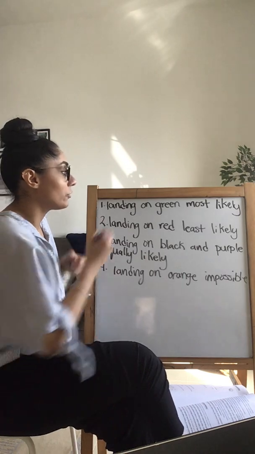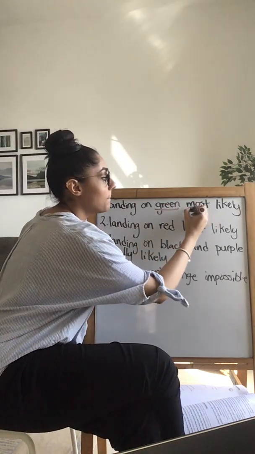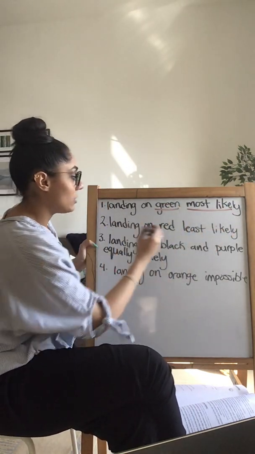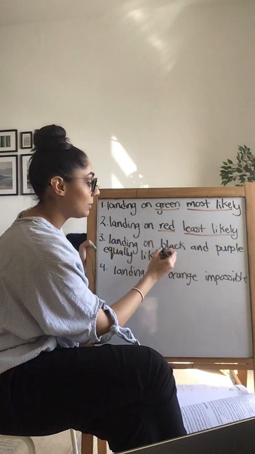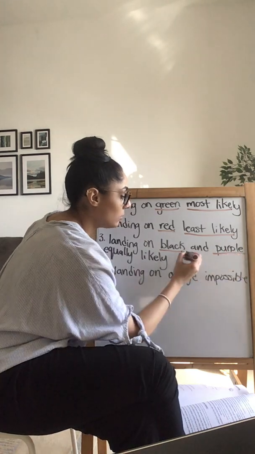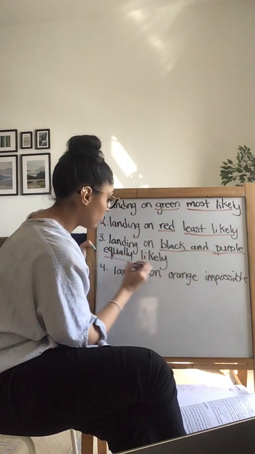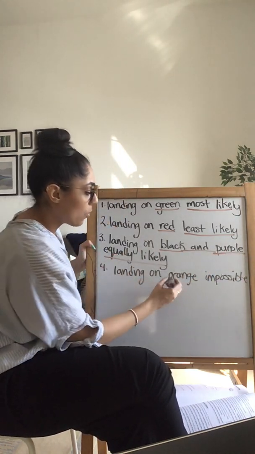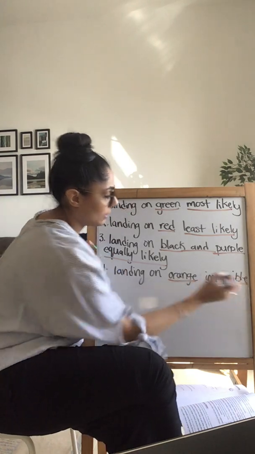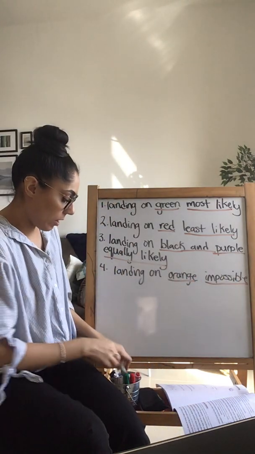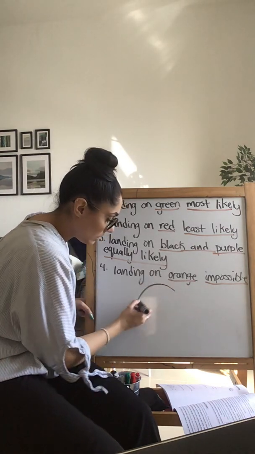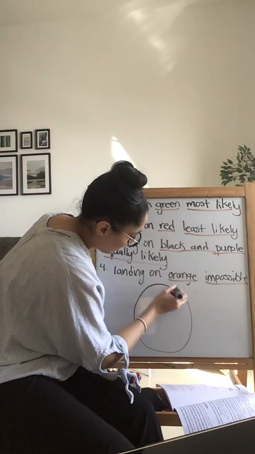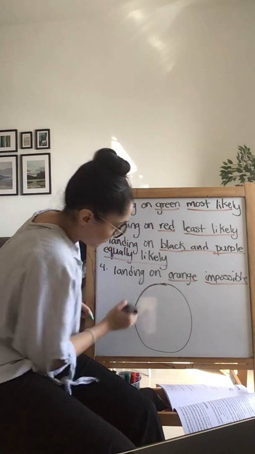So first one, landing on green is most likely. Landing on red is least likely. Landing on black and purple is equally likely. And then landing on orange is impossible. Okay, so we got 4 requirements again. Once again, I'm going to draw my spinner. So again, 1 spinner that has to fit all of those requirements.